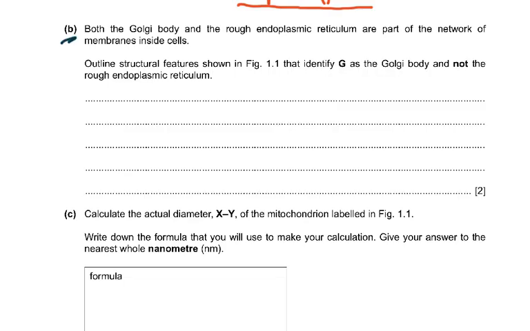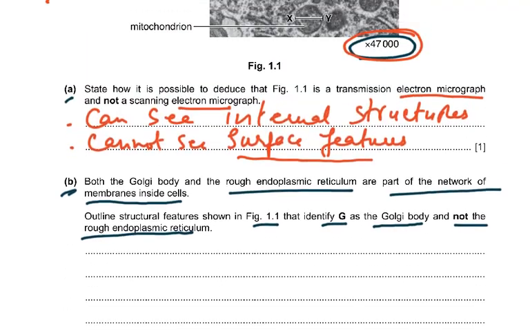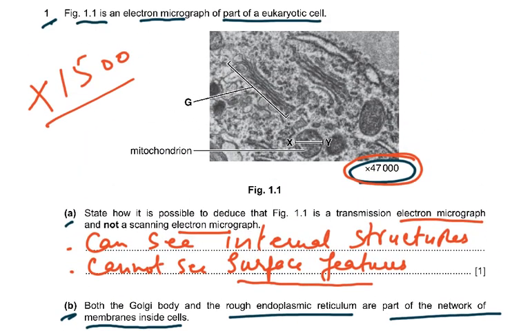Then coming to the B part of the question, both the Golgi body and the rough endoplasmic reticulum are part of the network of membranes inside cells. Both are phospholipid bilayers. Outline structural features shown in figure 1.1 that identify G as the Golgi body and not the rough endoplasmic reticulum. So let's go back onto G. Now you can see the G part of it here.